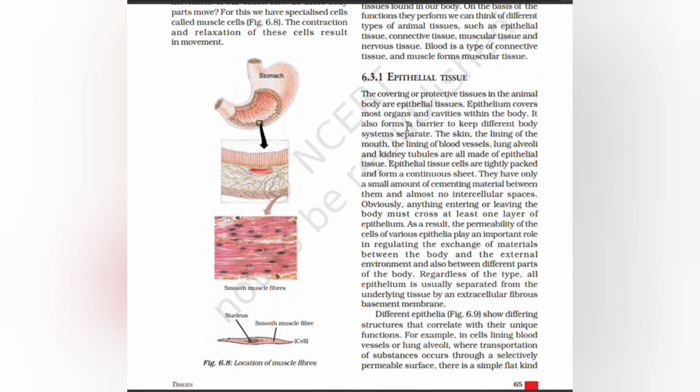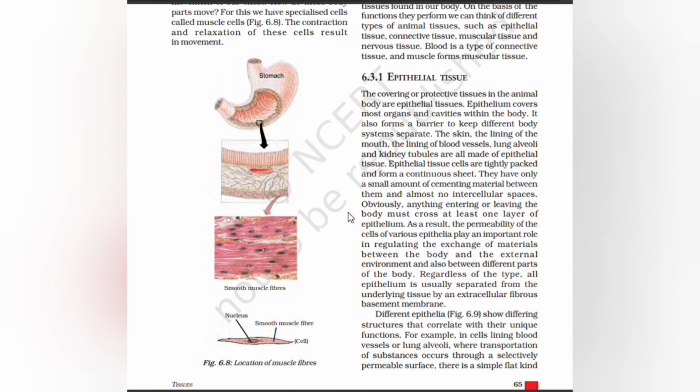Epithelium covers most organs and cavities within the body. It also forms a barrier to keep different body systems separate. The skin, the lining of the mouth, the lining of blood vessels, lung alveoli, and kidney tubules are all made up of epithelial tissue. Epithelial tissue cells are tightly packed and form a continuous sheet. They have only a small amount of cementing material between them and almost no intercellular spaces.